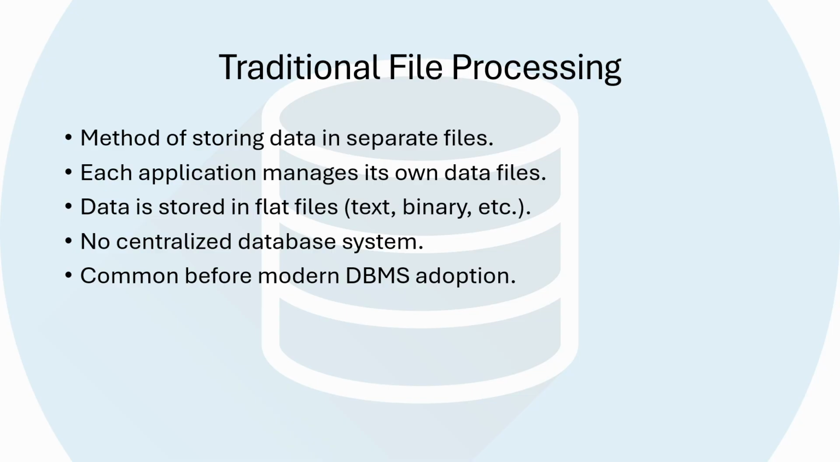Traditional file processing is an older approach to data management where data is stored in separate files rather than in a centralized database. Each application program maintains and controls its own files. For example, a payroll system and an inventory system might store their own independent data files, even if they share some related information. Data is usually stored in flat files, such as text files or binary files. These files do not provide built-in relationships between data elements. Unlike a DBMS, there is no centralized control mechanism managing all data access and consistency. This method was widely used before database management systems became common, especially in early business computing environments.